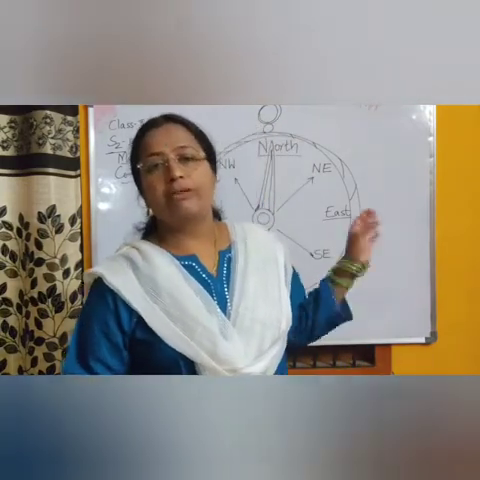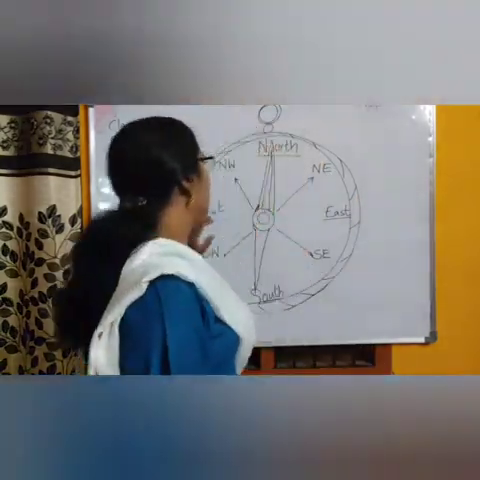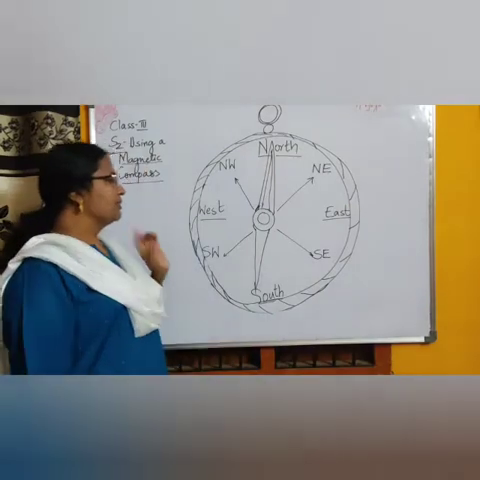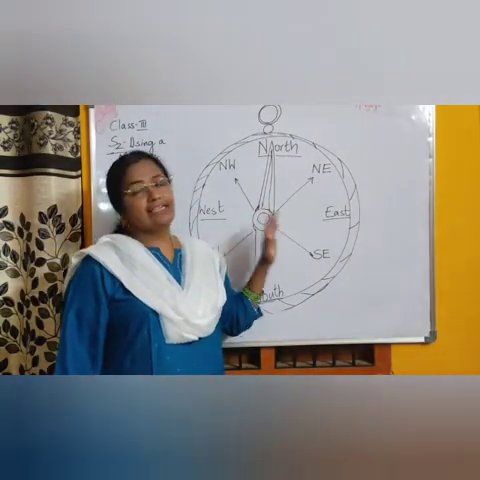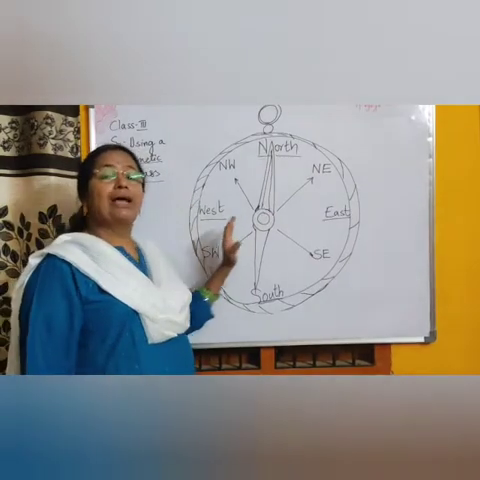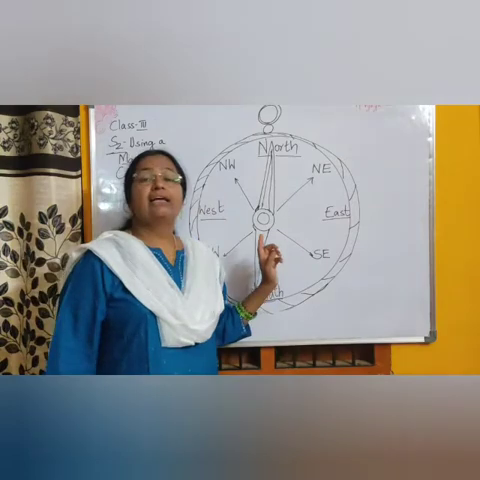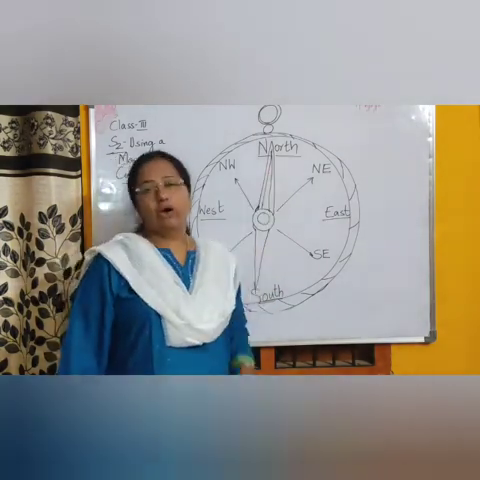I have drawn a small picture on the board and I'll explain. So this is a magnetic compass. It is like a watch. How the clock has needles, exactly like that the magnetic compass also has needles in it. So the main needle in a magnetic compass is the needle which points the north.